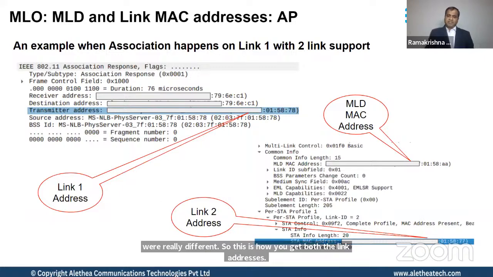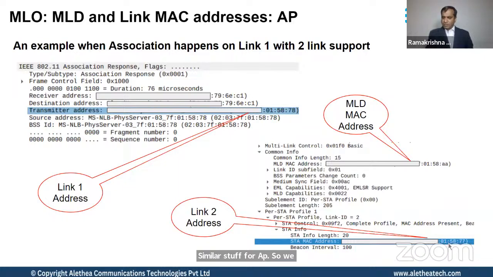Now, similar stuff for the AP. So we have for the second link 015877. For the first link, we have 015878. This is differing by only 1 bit. Then we also have the MLD MAC address, which is totally different. So this is how you get the MAC addresses that you would need for filtering or for debugging or analysis later.